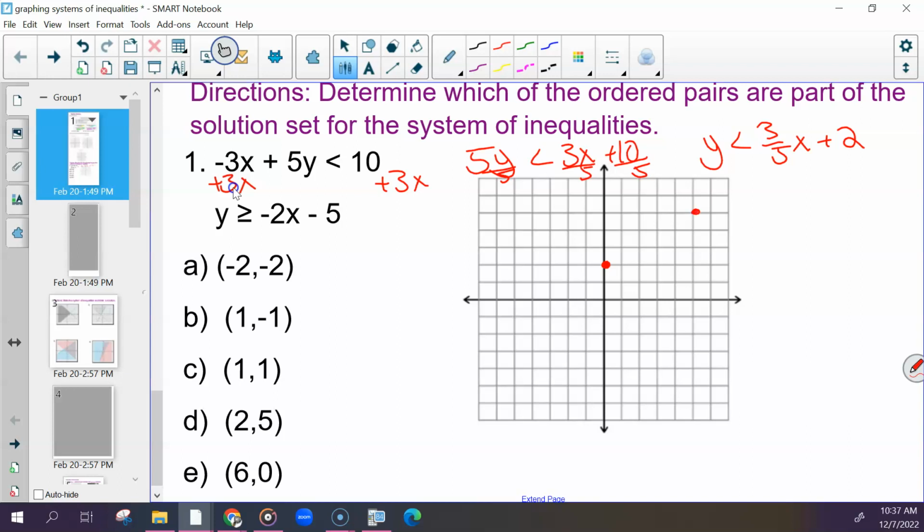And then down 3 to the left 5. Also, if you need rulers, they are also in the colorful cart. This would be a dashed or a solid line? Dashed.